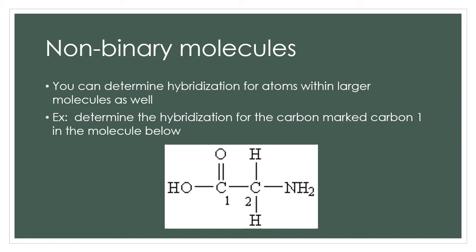You can also talk about hybridization on centrally located atoms in larger molecules by just looking at that individual atom. So for example, if we look here at one of the simple amino acids, let's determine the hybridization on the carbon marked carbon 1, the one on the left, in the molecule below. How many domains surround carbon 1? There are 3 domains: a single bond to an oxygen for a hydroxyl group, a single bond to its neighbor carbon, and a double bond to the oxygen. So it requires 3 hybrid orbitals to be created.